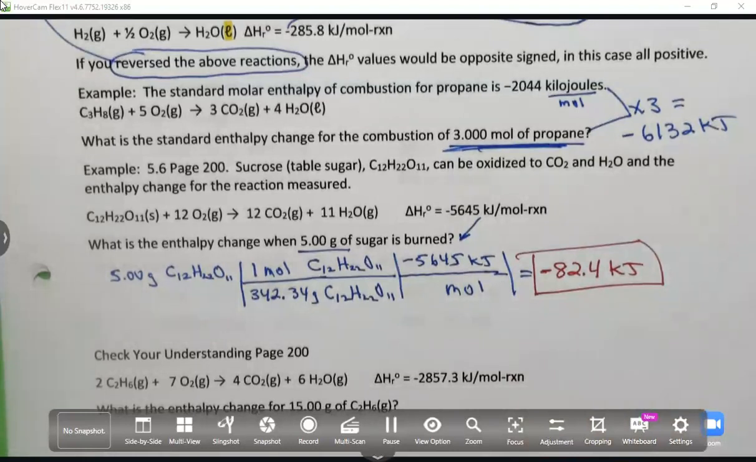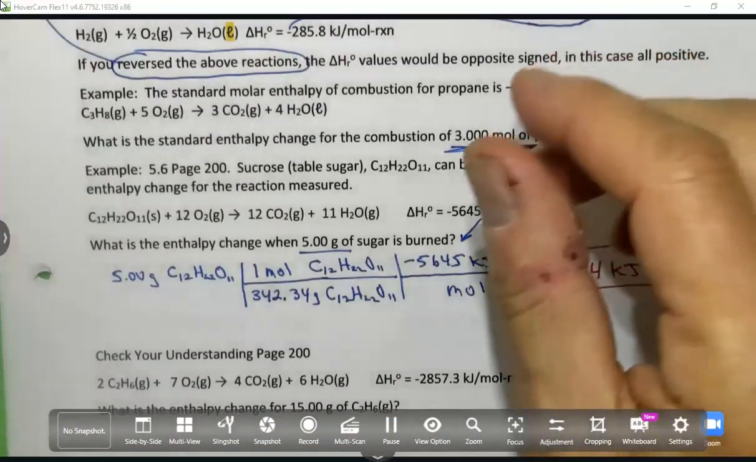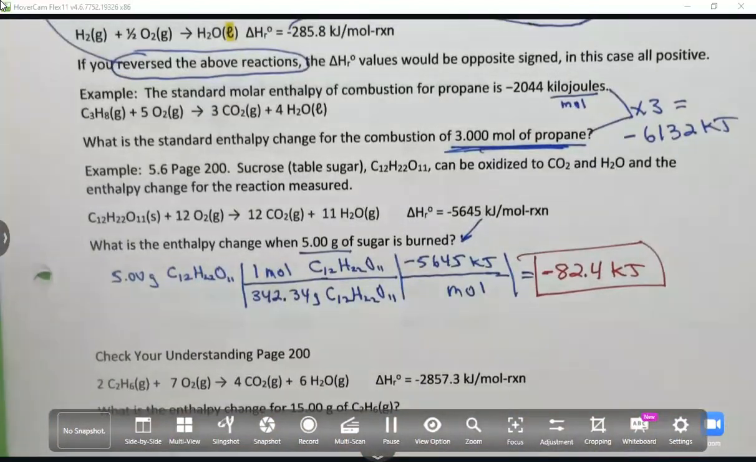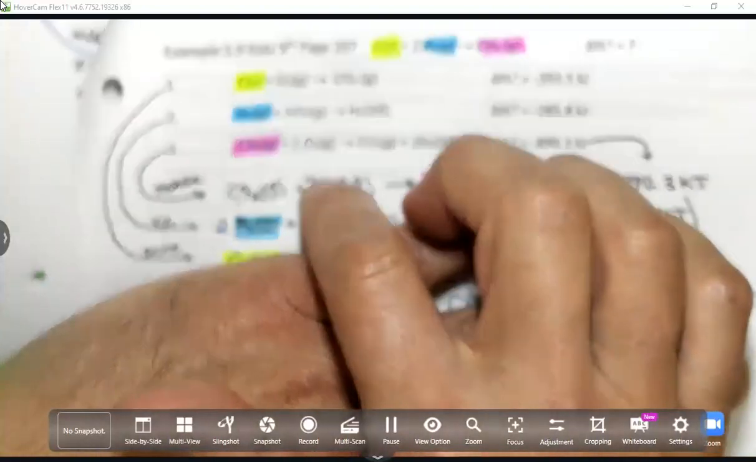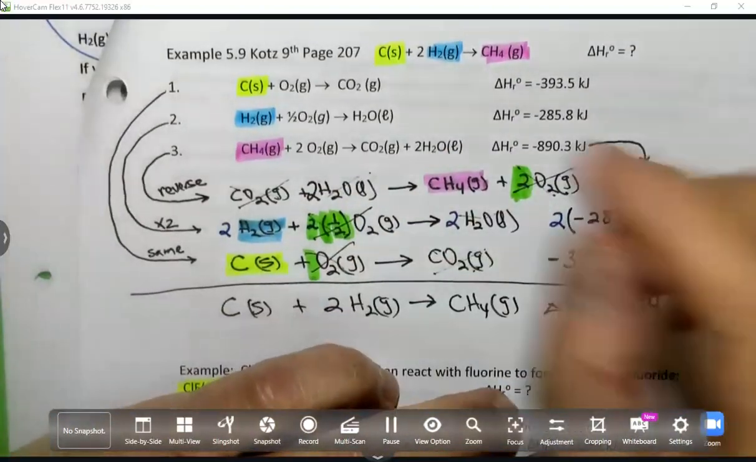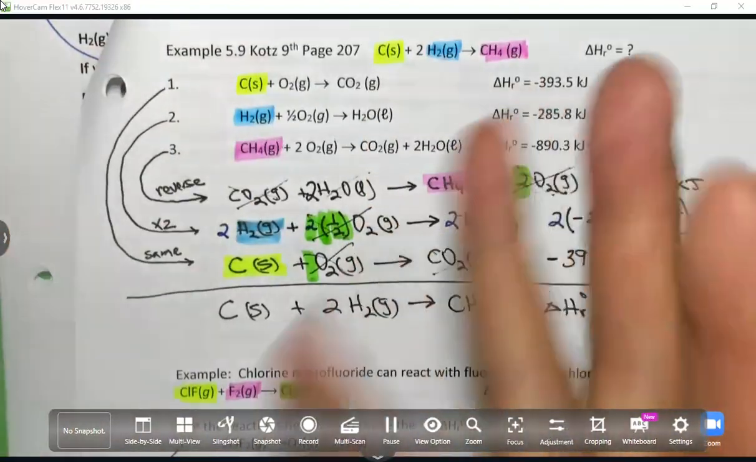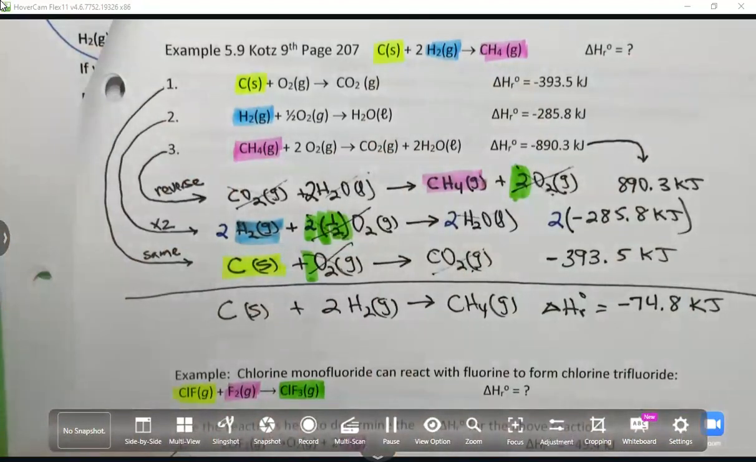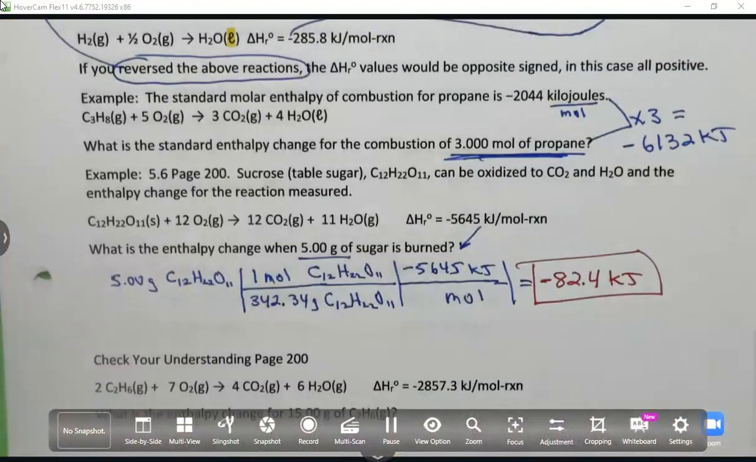Now, where are we going with all this? Next time we meet, please bring highlighters, because we are going to be doing stuff like this. We are going to add reactions together, called Hess's Law. And we're going to want to keep track of what we are adding together with different colors. So next time we meet, try to bring some highlighters.